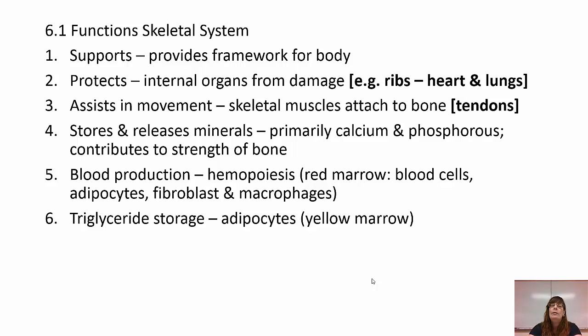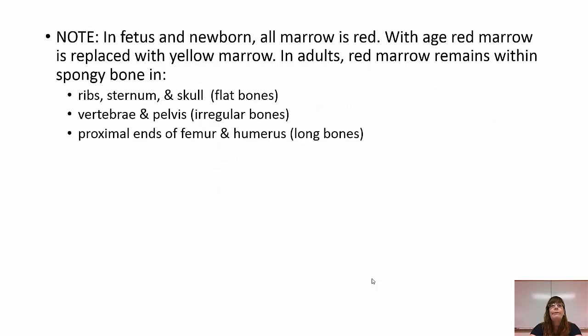Blood production, hemopoiesis, happens in the red bone marrow. This is where all of our blood cells are formed, which you will learn about in AMP2. Adipocytes, fibroblasts, macrophages as well. Triglyceride storage with adipocytes in the yellow marrow. So in the fetus and newborn, all of the marrow is actually red. With age, that red marrow starts to be replaced with yellow marrow.